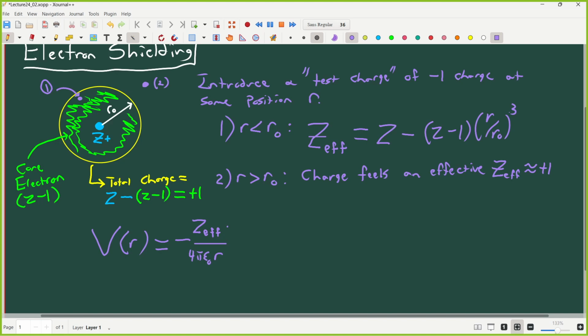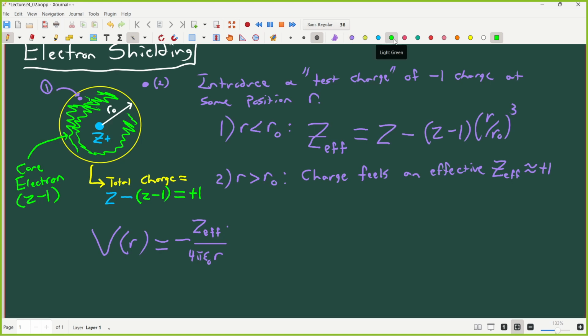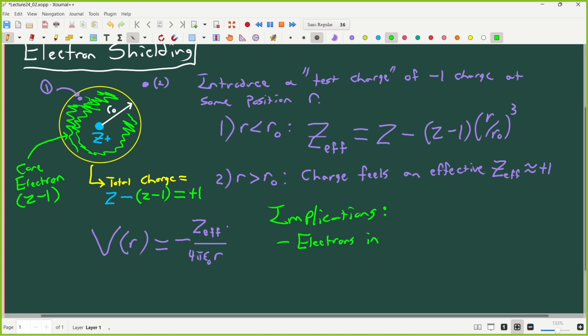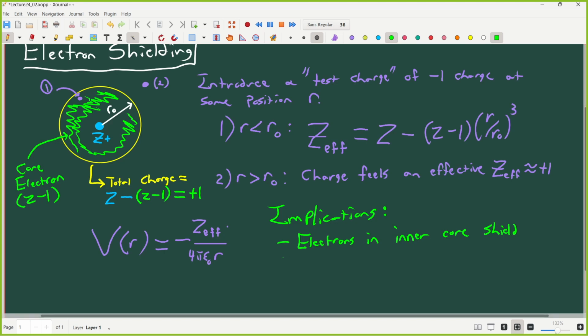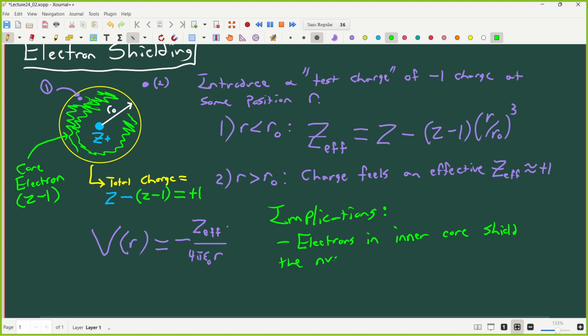So what we say is the implication here is that electrons in inner orbitals, or core orbitals, shield the nuclear charge from the valence.